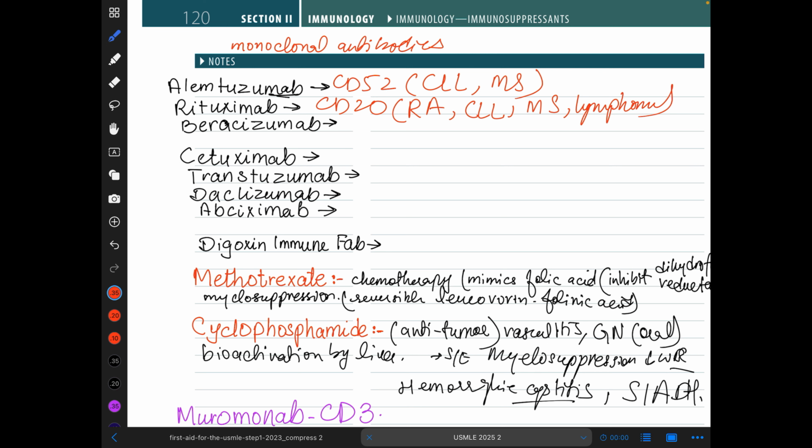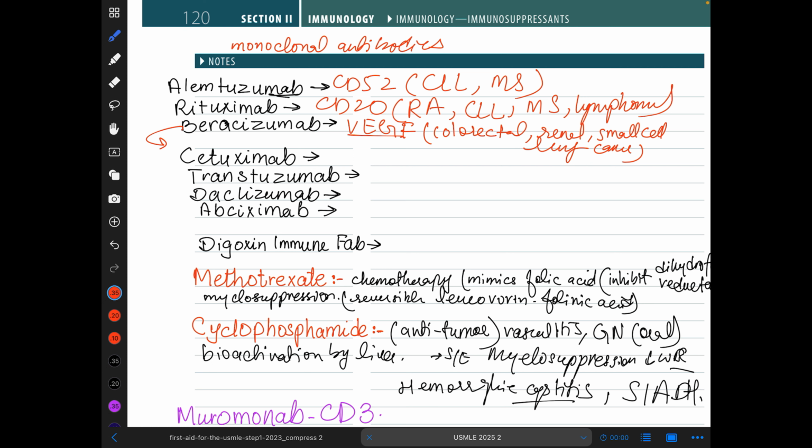We have bevacizumab. Bevacizumab targets VEGF, which is most commonly involved in angiogenesis-based cancers, and we use it for colorectal cancer, renal cancer, and especially for small cell lung cancer.